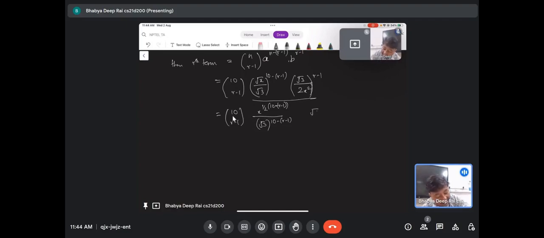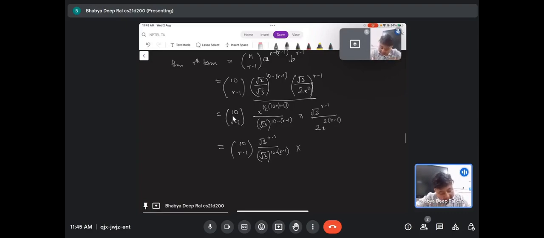Next let's do root 3 to the power r minus 1 divided by 2x 2 times r minus 1. Okay, this is what I have here. Now I'm only interested in the x. So let me just keep this aside. Root 3 whole to the power r minus 1 divided by root 3 to the power 10 minus r minus 1. Okay, this I'm not very interested in. I'm only interested in x times 1 by 2 from here.